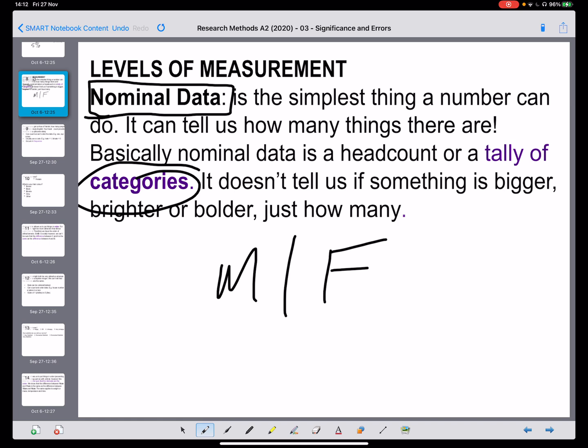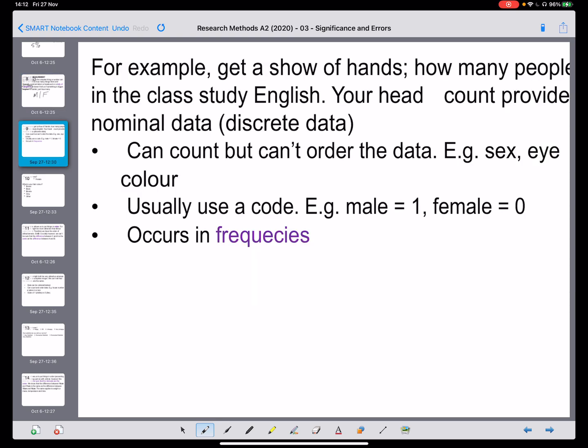So for example, I could ask you to raise your hand if you do English, and I could count how many of you do English A-level. And I could also then ask you to raise your hand if you do biology. And then I can perhaps do a comparison between how many people do biology and how many people do English. But I can't necessarily even multiply the two because it won't make any sense. So these are my examples. Show of hands. You can just count.